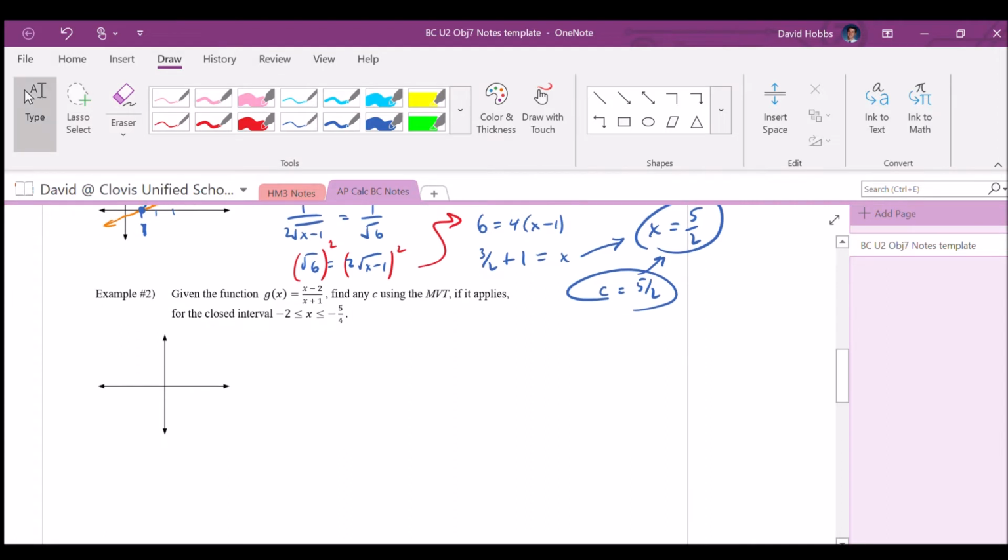Okay, problem number 2. Given the function g of x, find any c using the mean value theorem if it applies. So we better check it out. Let's see. Vertical asymptote at x equals -1.